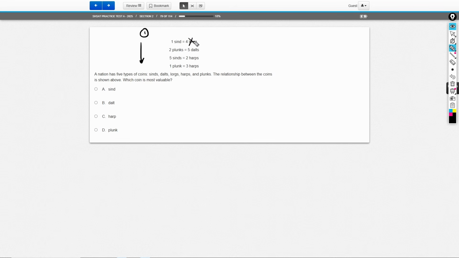So this is round 1. I like to think about this in terms of rounds. So in round 1, the Sind won because the Sind gave you 4 things. It gave you multiple things.